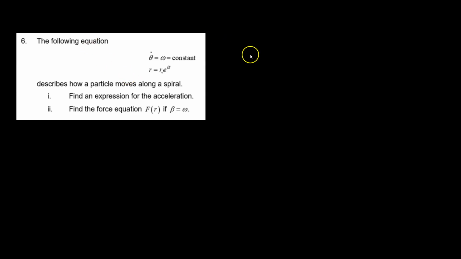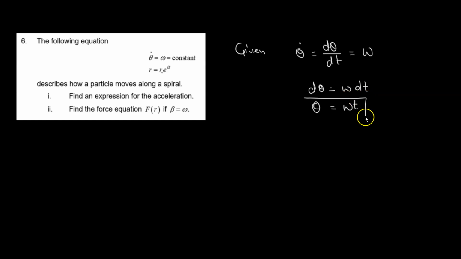So let us begin. Here we are given that theta dot, which is d theta with respect to time t, or d theta over dt, equals omega, which is a constant. When you solve for theta, that's d theta equals omega dt, we have theta equals omega times t. So this is our expression for theta, and we have r, which is given by r naught times e raised to the power of beta t. So these are the two equations of motion.